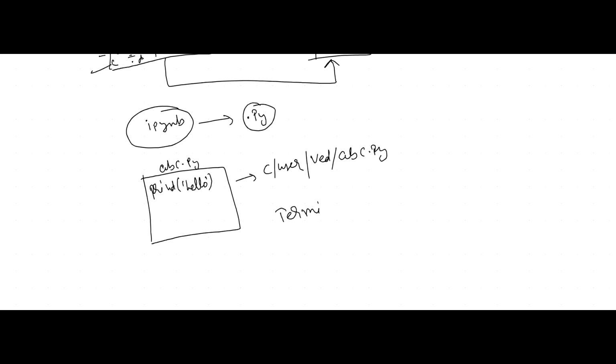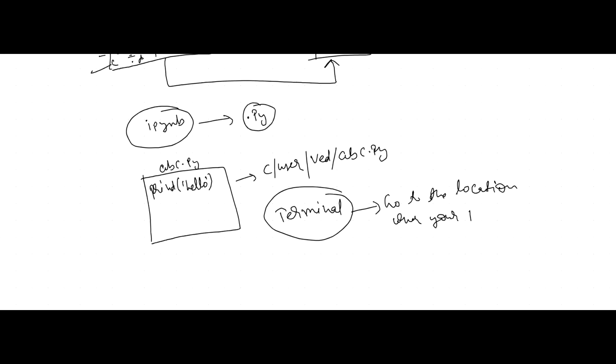You have to open the terminal and go to the location where your Python file is saved. So the terminal will open. Suppose it has opened in C and user, you have to just write CD and write the folder name and hit enter. It will open C user with.